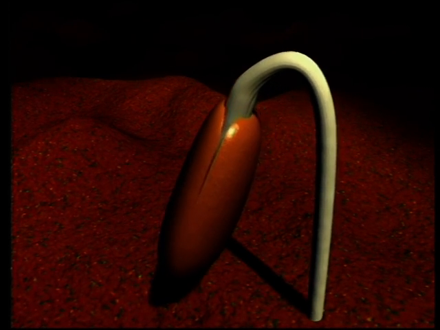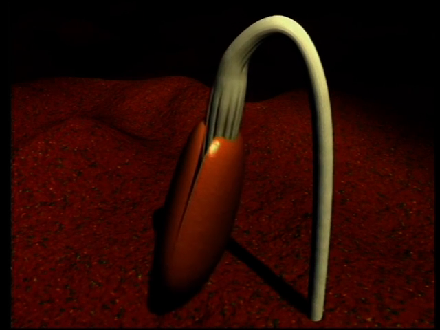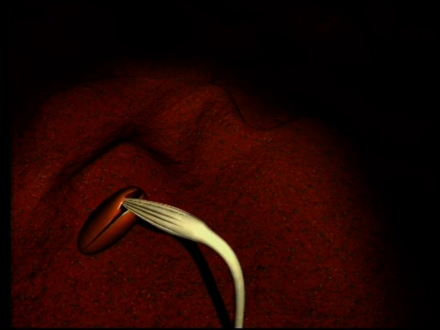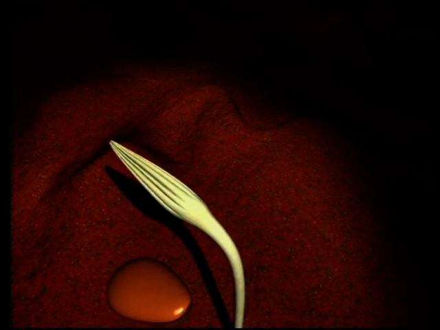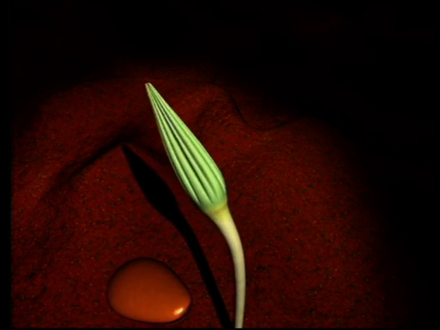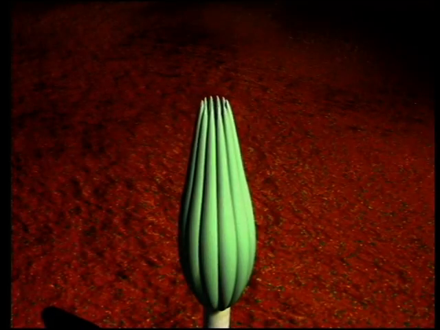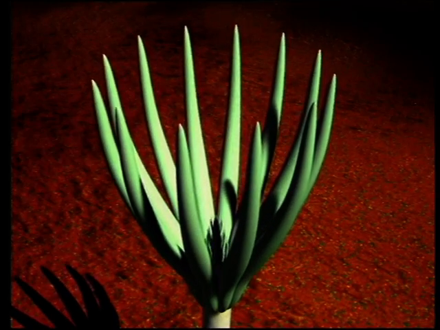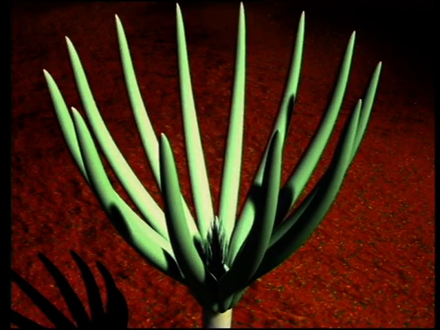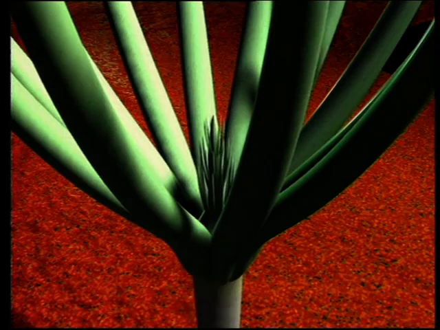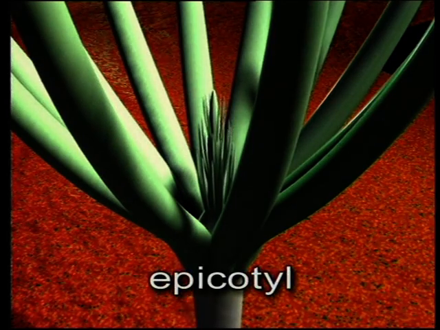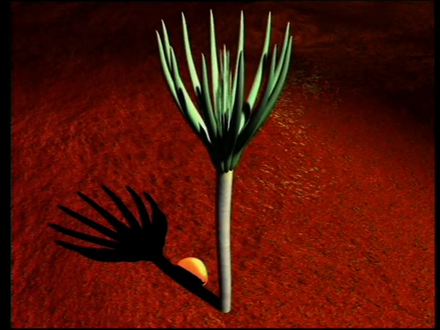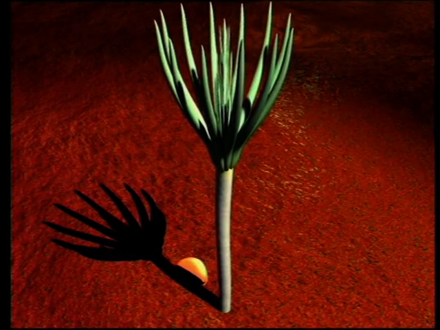Continued hypocotyl elongation lifts the cotyledons out of the soil. When the seed coat is shed, the cotyledons expand and become green and photosynthetic. The short stem above the cotyledons, the epicotyl, begins to grow and to form leaves. The seedling then develops into another cone-bearing tree.